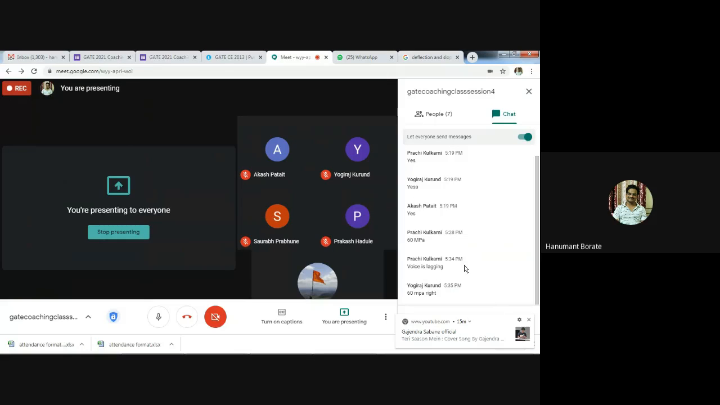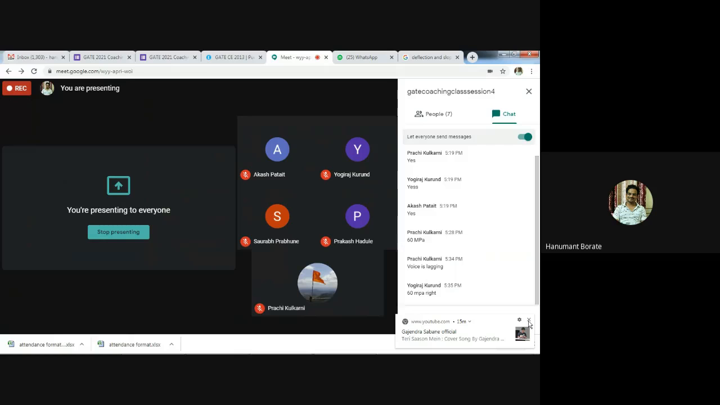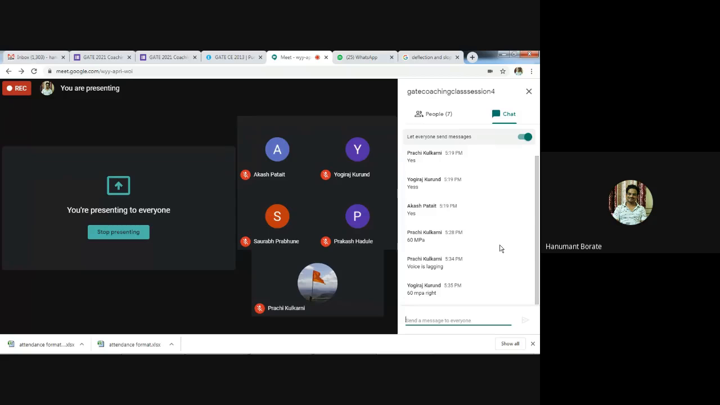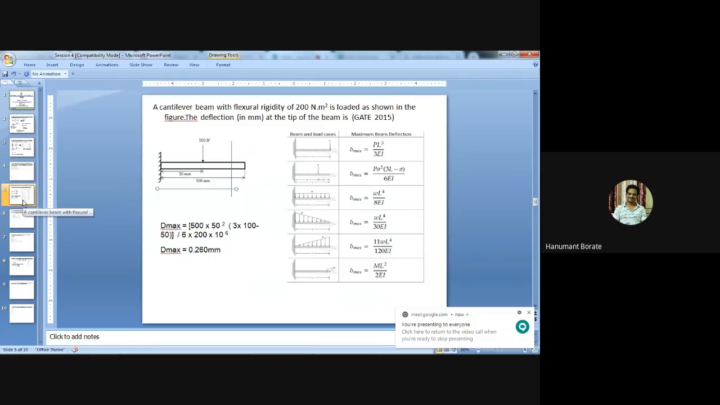Did you understand? Yogiraj, Prachi, did you understand this problem of deflection of beam? Okay, we'll solve one problem by the conventional method also. I will see the next problem.